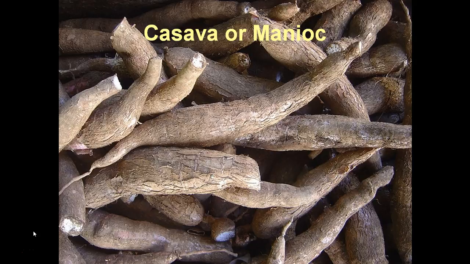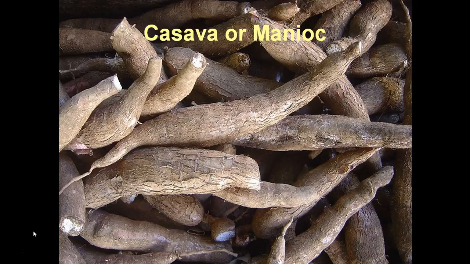Cassava or manioc is a root crop that was domesticated in the Amazon and spread northward into Mexico and the Caribbean, and has since spread across the Atlantic to Africa, where it is an important source of food. It is a crop that can be grown in marginal soils.